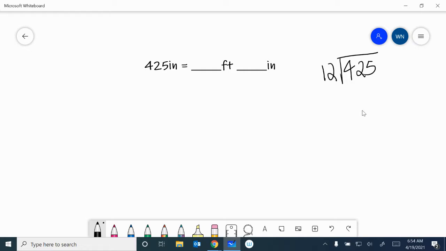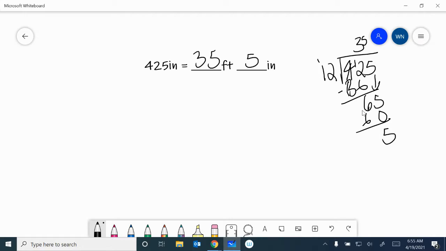I can pull out. 12 can go into 42. Ooh, how many times? 3 times, that is 36. Let's subtract those. That gets me 6, bring down the 5. 5 times, whoop. 2 times 5 is 10. Gets me 60, so I know 12 can go into 425, 35 times with 5 inches left over. So 35 feet, 5 inches is how we're going to solve that one. Your remainder is how many inches are left over. So 425 inches equals 35 feet, 5 inches.